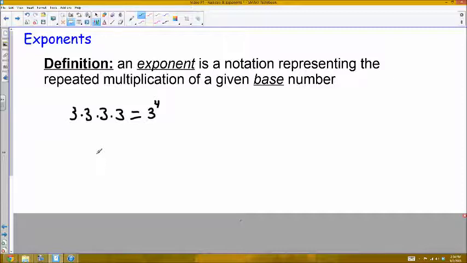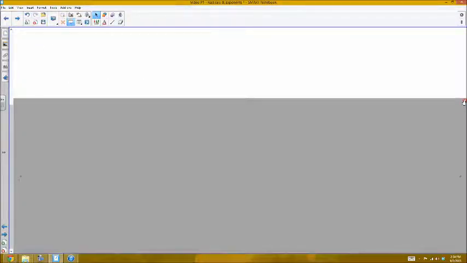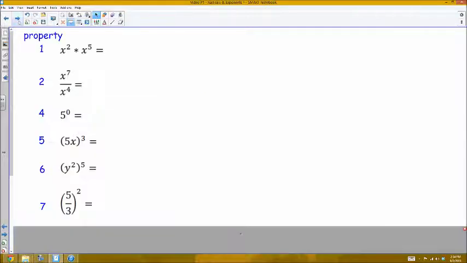Now, as you've seen in previous math classes, there are lots of properties associated with these exponents, and in your textbook, on page 12, you can see a list of all of the properties you should already be familiar with. So it's on page 12. Don't worry about property 3 right now. We'll talk about that later in the course. But let's go through these properties just so that you can be familiar with them for tomorrow. So start off with property 1.